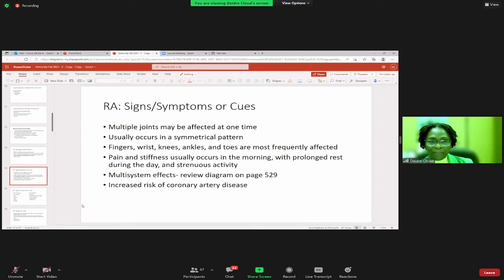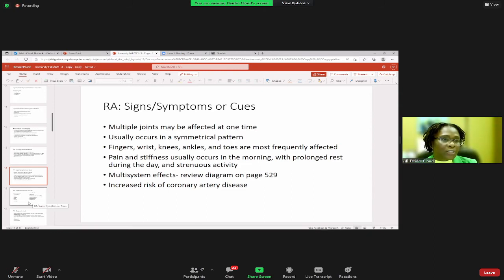Wow, okay. Yeah, and it has a multi-system effect. And so you can review that diagram on 529, how it affects all the systems of the body. But you do especially have an increased risk of coronary artery disease. And so the patient may come to the hospital with chest pain, may come with shortness of breath, because it affects your vessels around your heart. So it causes these MI symptoms, or these cardiac symptoms rather.